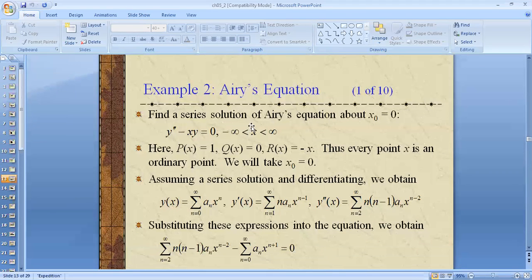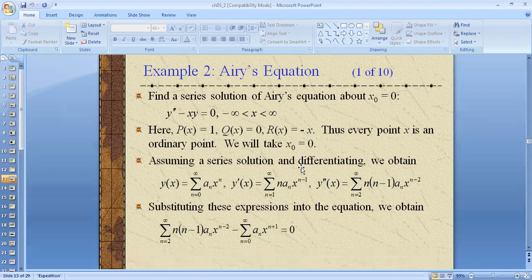Find a series solution of our equation about x0 equals 0. Another type of second order differential equation where p(x) equals 1, q(x) equals 0, and r(x) equals minus x, which is a polynomial in x. Thus every point x is an ordinary point. We will take x0 equals 0.